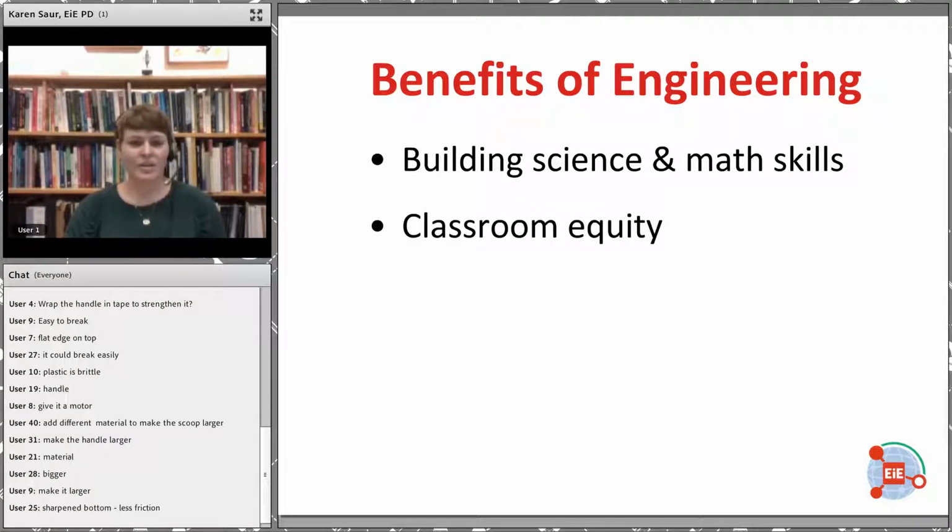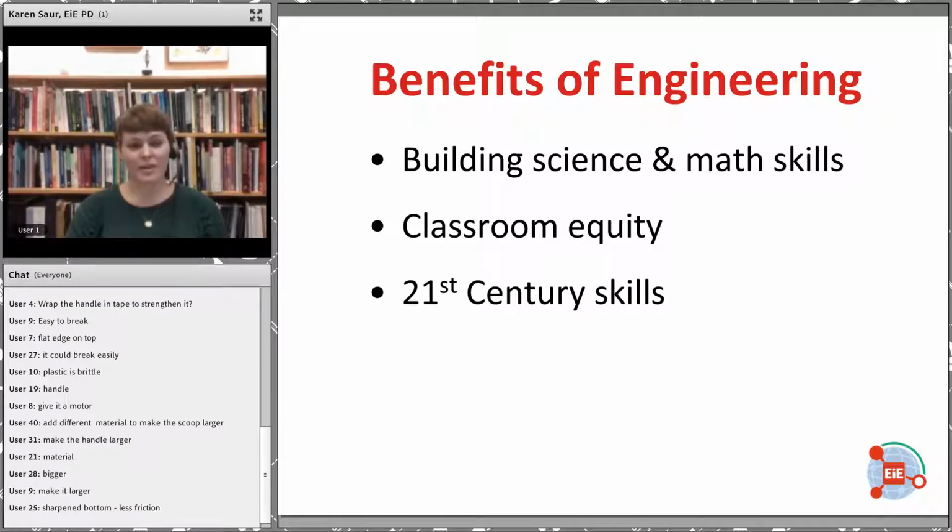Another great benefit of engineering is classroom equity. One of the things we focus on at EIE is really giving the kids a chance to understand what technology is, work with the materials that they're going to be using, and learn together as a group so that there's equity in the knowledge that they're gaining. So when they move into the design challenge, they all are bringing the same information to the table and they all have an equal chance of success. So we do like to think about that when we are focusing on some of the benefits of engineering.